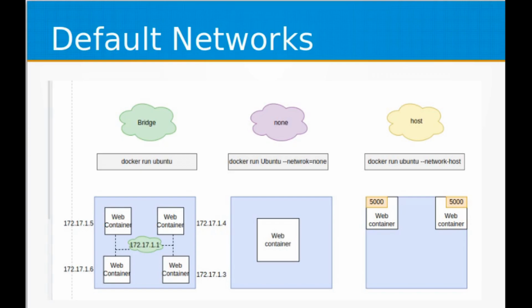Another way to access the container externally is to associate the container with the host network. This takes out any network isolation between the Docker host and the Docker container. That means there is no isolation in the host network.